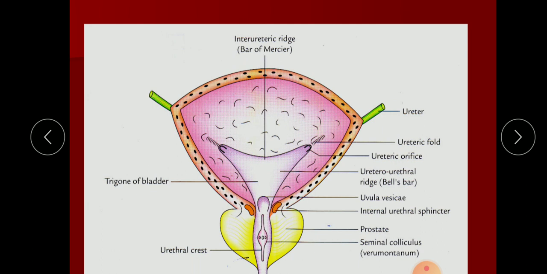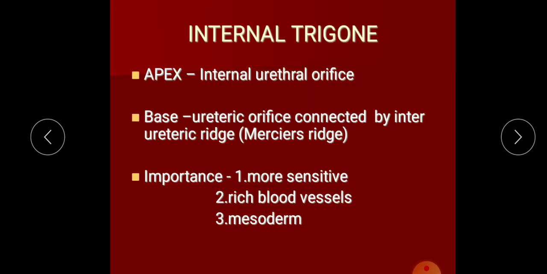Read that: the apex is formed by the internal urethral orifice. The base is formed by the interureteric ridge, otherwise termed Mercier's bar. And on either side you find the uretero-urethral ridge.